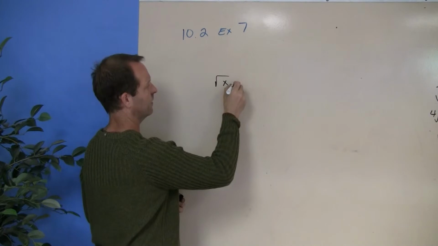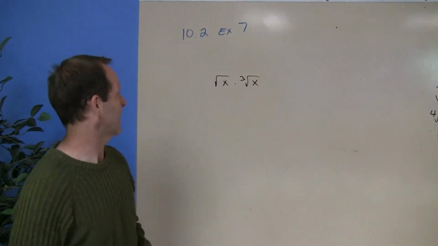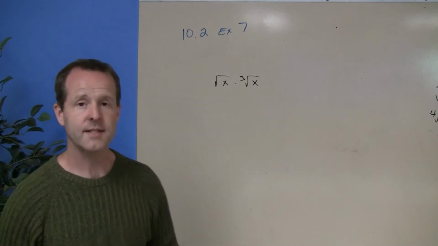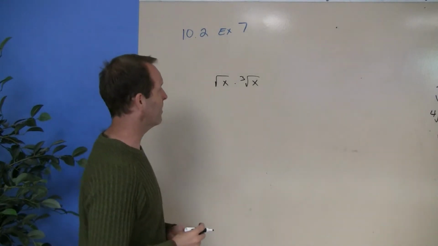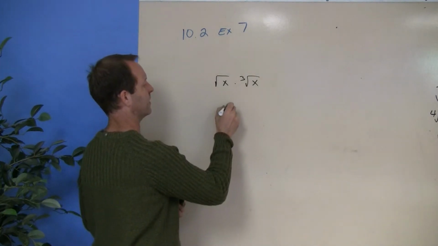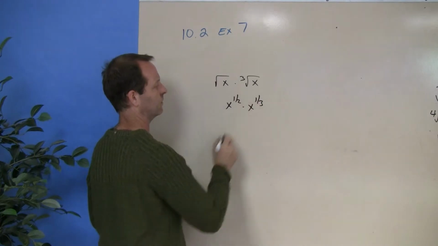Square root of x times the cube root of x. We want to see if there's anything I can do with that. Well, you guys get the picture. Let's put it in exponent form first. So that's x to the 1/2 times x to the 1/3.